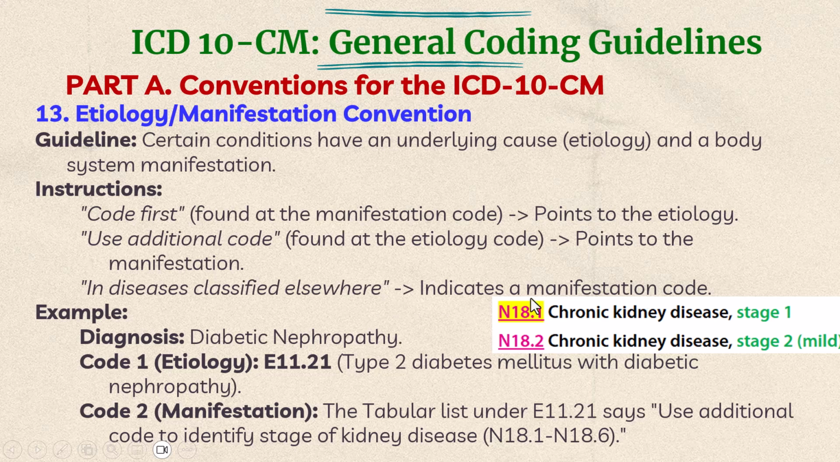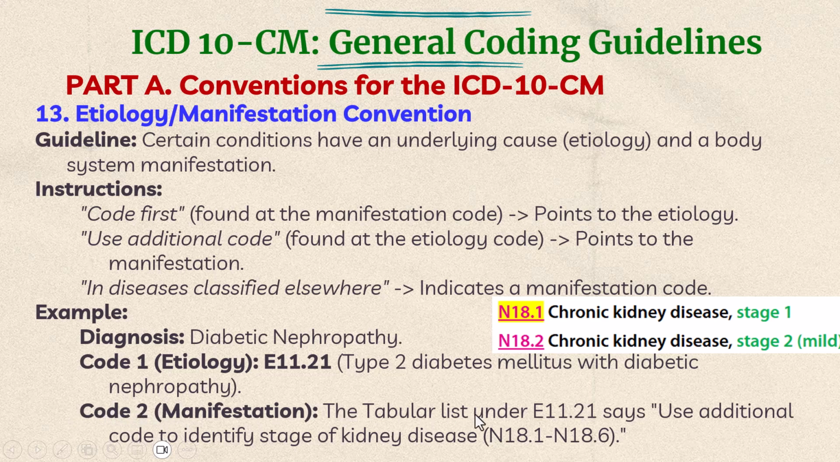So let's see an example. A patient with diabetic nephropathy comes with stage 2 chronic kidney disease. In that scenario, first you have to code the etiology. Here the etiology is the diabetic nephropathy, so E11.21, that is type 2 diabetes mellitus with diabetic nephropathy. Then the manifestation is the chronic kidney disease. So secondly, you have to code the manifestation.